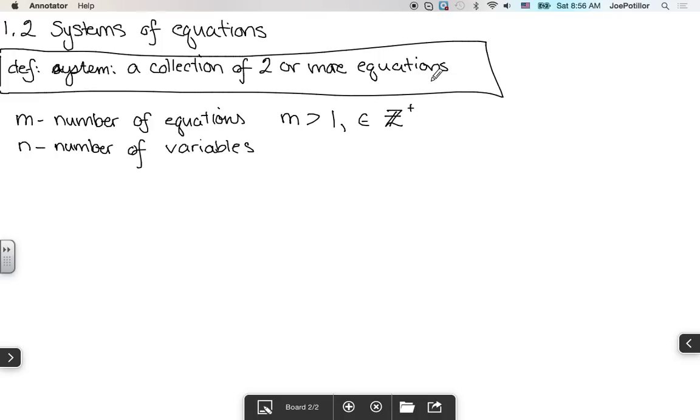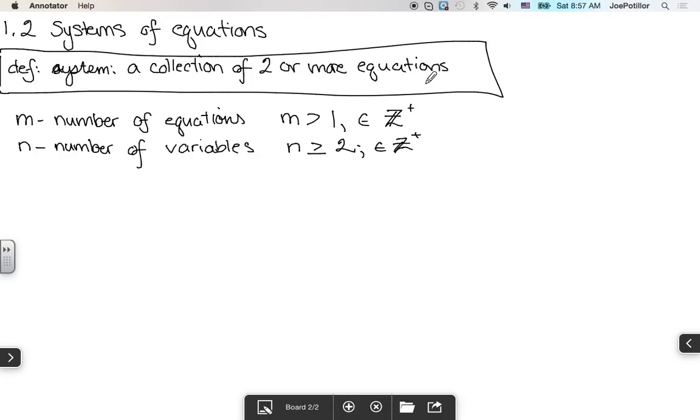Okay. Now, with our number of variables, it doesn't matter. However, we have to have at least two variables, right? So we have to have at least two variables in an equation. And obviously, since you can't have half variables, it also must be an element of z positive, which z is representative of integers.